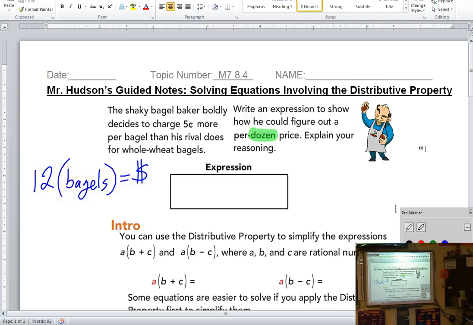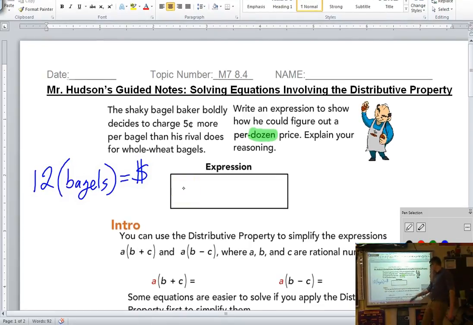So, his rival. Do we know how much his rival charges per bagel? No. So what do we do when we don't know something? Use a variable. So we are going to say 12. Now, switch back to pen. This is not dollars. So this is going to equal some price. So this is 12, like the amount of bagels, times, and this is where price comes in. So our rival's price, let's just say P for price. So once you add the 5 because it's 5 cents more.